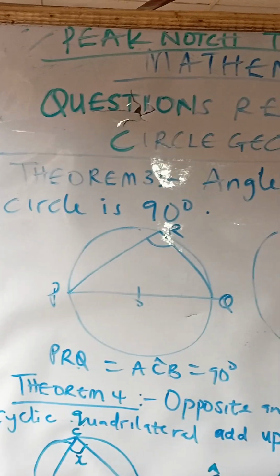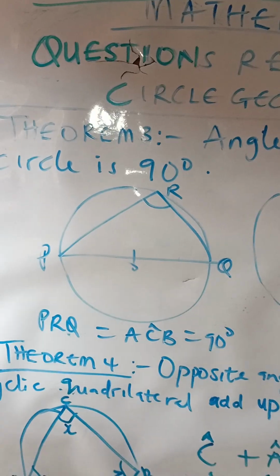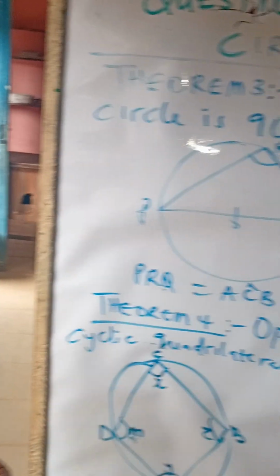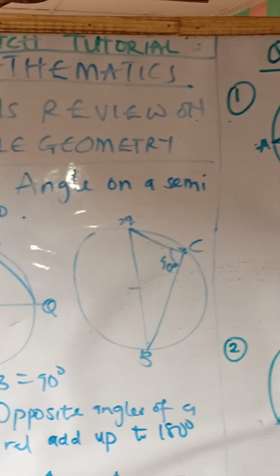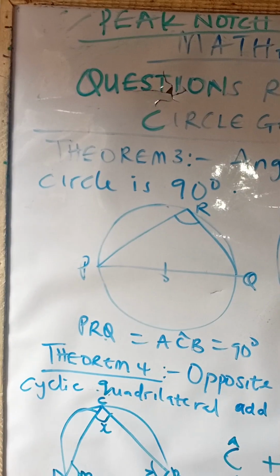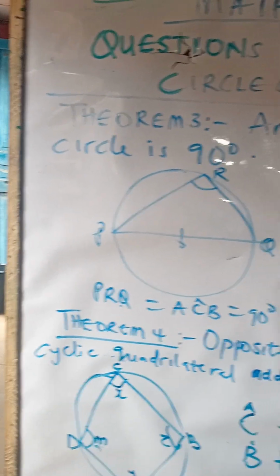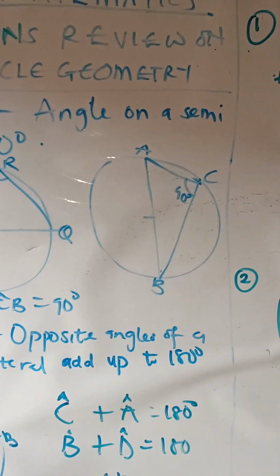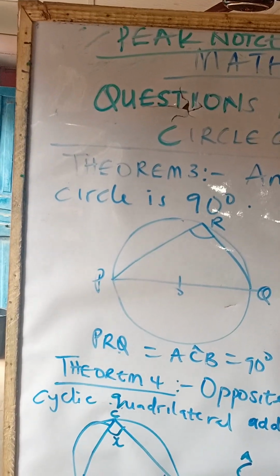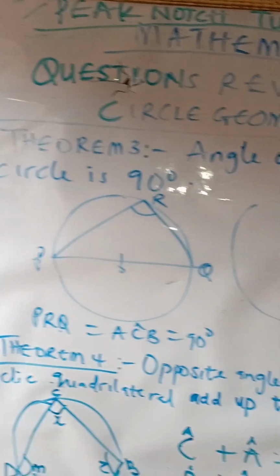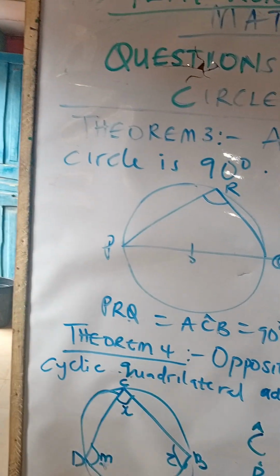Last time we talked about theorem 1, which is angle at the center is twice angle at the circumference. We as well talked about angles on the same segment are equal. But today we want to focus on angle on a semicircle is 90 degrees, and opposite angles of a cyclic quadrilateral add up to 180. We will just use this to solve questions. If you want to learn more on how to prove it, you can talk to us in the comment section so that we can give you full details on that.